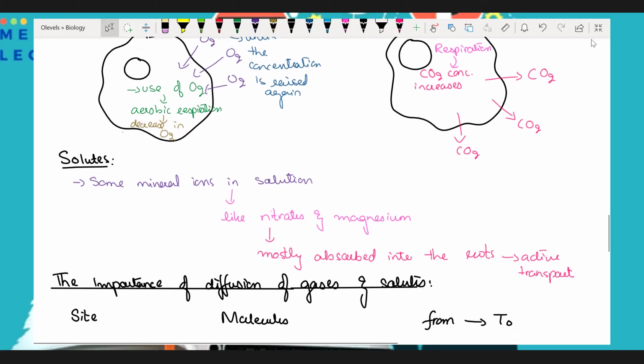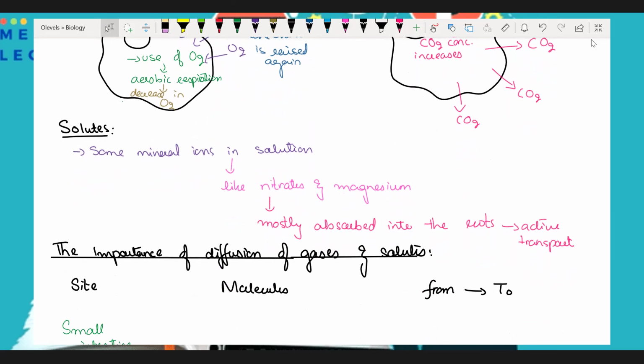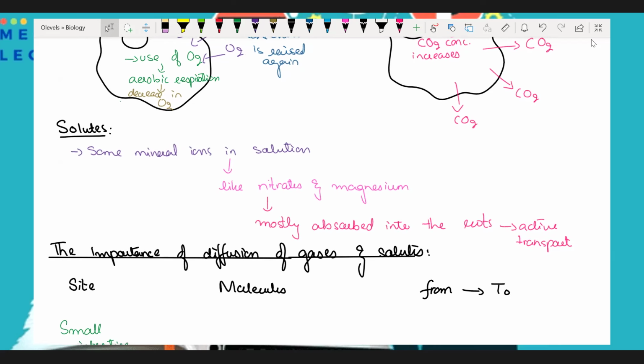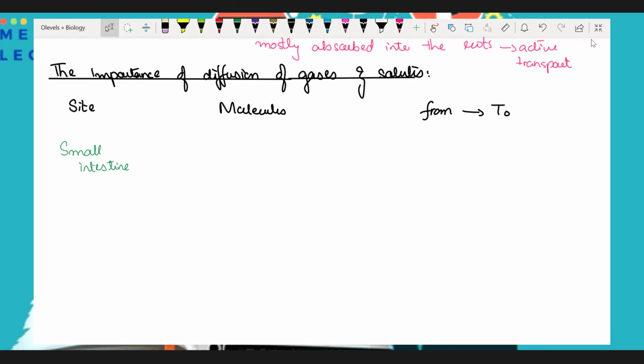Is that clear? Now, in case of solutes, some mineral ions in the solution, for example, nitrates and magnesium, they are mostly absorbed by the roots, but not by diffusion, but they are absorbed by the roots with the help of an active transport, right? That we will study about in the later topics. Now we can see the importance of diffusion of gases and solutes.